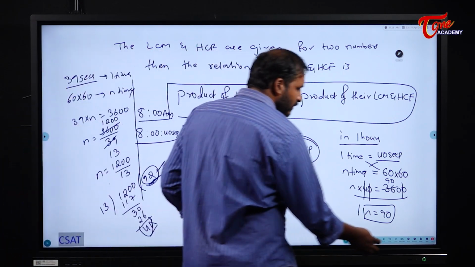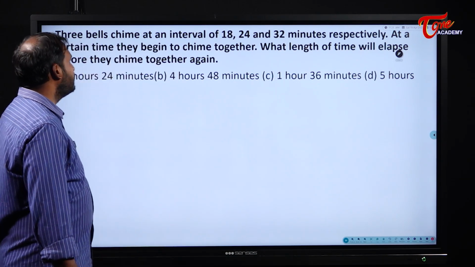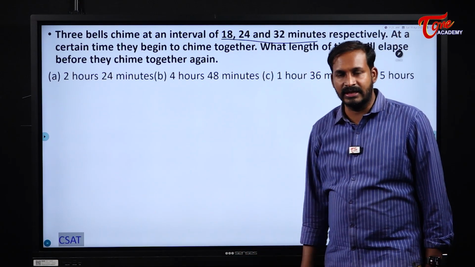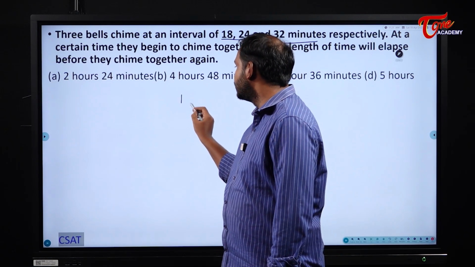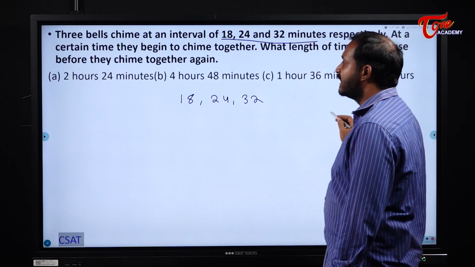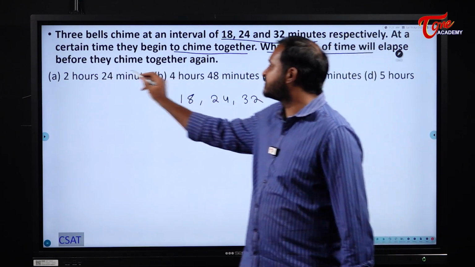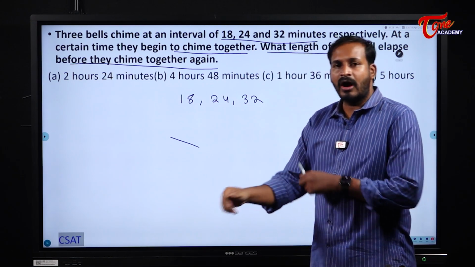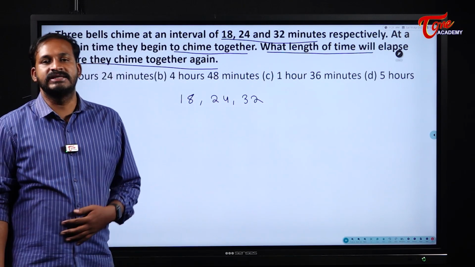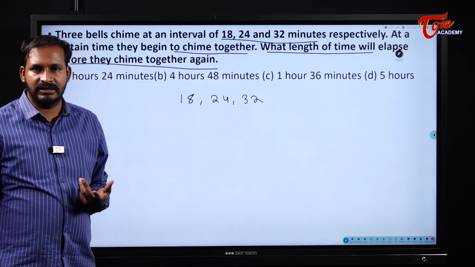Now we will solve some questions, as well as previous year's questions, together. Now see here, 3 bells chime at intervals of 18, 24 and 32 minutes. Just now I told you, right? A similar one. At a certain time, they begin to chime together. What length of time will elapse before they chime together again? So after how much time will they once again chime? This question is related to our LCM concept, right? We need to find the LCM.